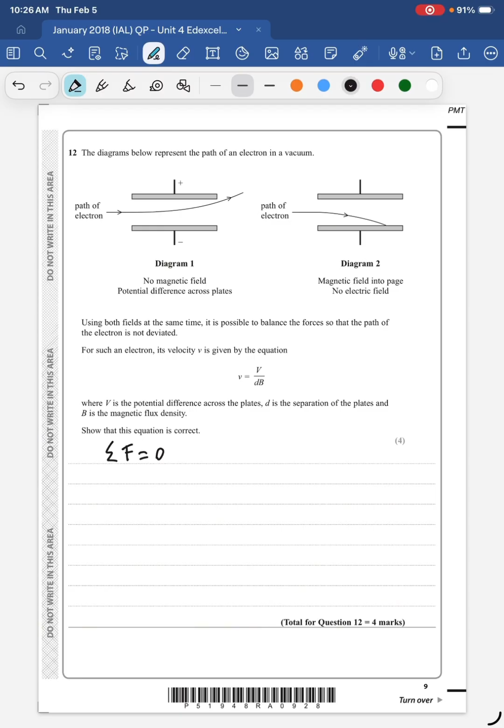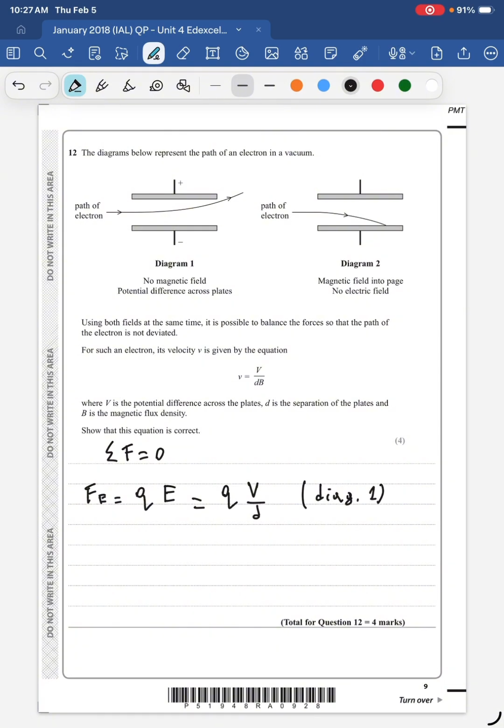What are the forces the electron experiences when it passes through an electric field? Let's call it the force due to the electric field. That's given by Q times E. And parallel plates are a special case in which the electric field is given by the voltage over the distance between the 2 plates. So that's a good start, and this is diagram 1.